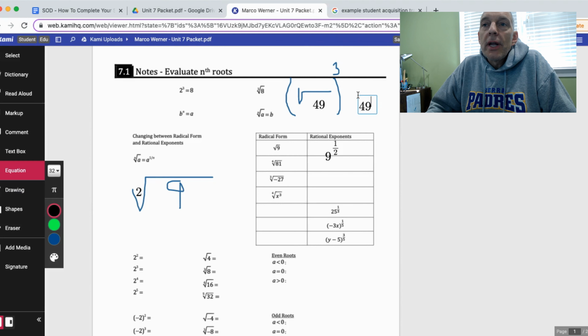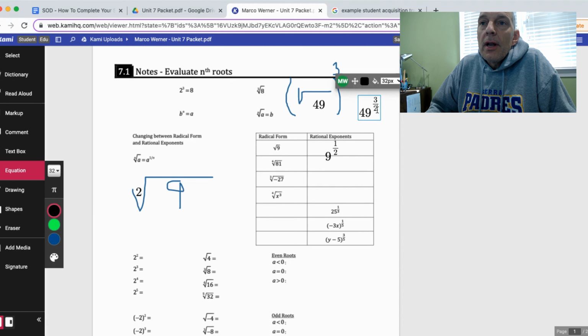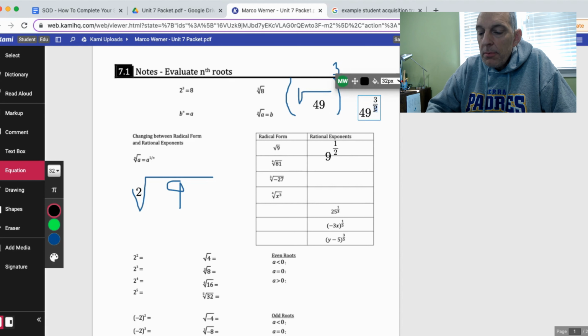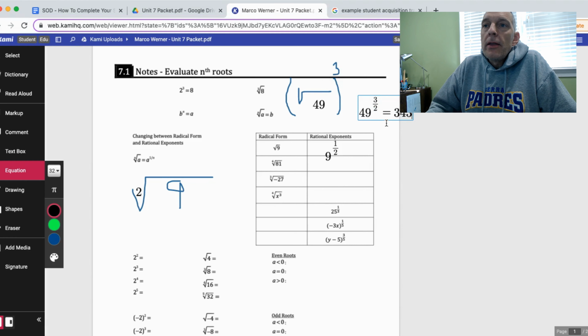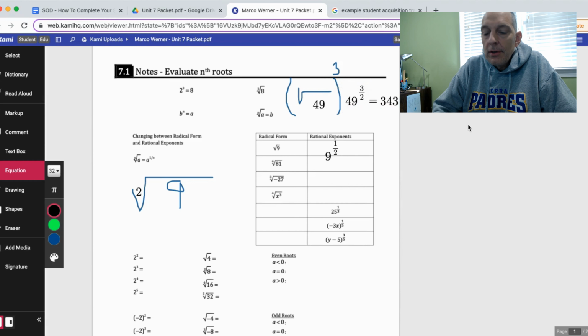Okay. The way you would write this in exponent form is going to be 49 to the power of, the 2 is what the denominator will be, and the power up here is what the numerator will be. So that would be 3/2. So what this means is you're going to take the square root of 49, whatever that value is, in which case is 7, and then you're going to cube it. And once you cube it, you realize that you get 343.